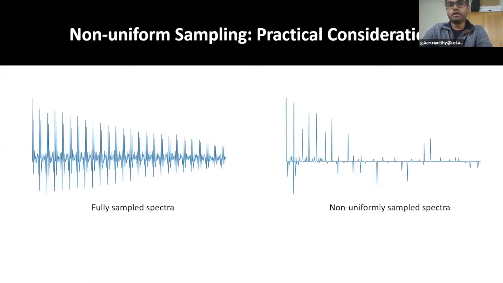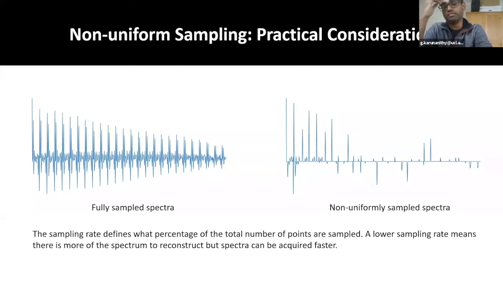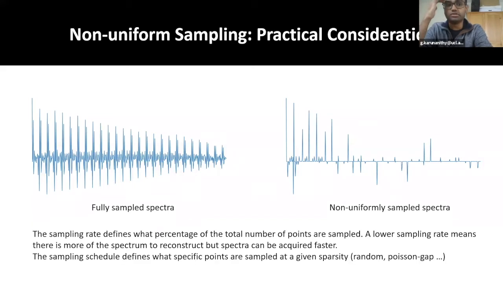So there are a few things you need to take care of when you're going to do a NUS experiment, namely the sampling rate and the sampling schedule. So if you have a fully sampled FID that looks like the thing on the left, and then a non-uniformly sampled one where the points that aren't sampled have just been replaced with zeros for clarity, the things you have to think about are the sampling rate. What percentage of the total number of points am I actually going to record?